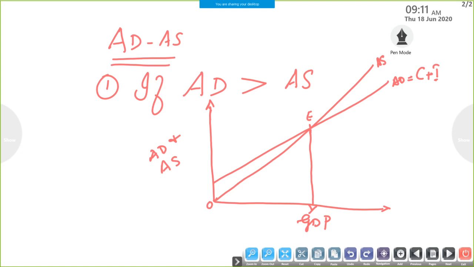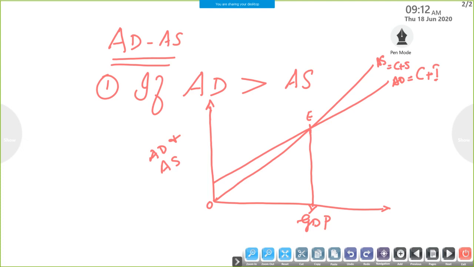Okay, so here you can explain like this: at OY level, the economy is in equilibrium. Point E shows AD is equal to AS. Here you also have to write AS is equal to C plus S. This is the two sector model. In our syllabus we only need to study the two sector model. Okay, then we need this situation, if AD is greater than AS.